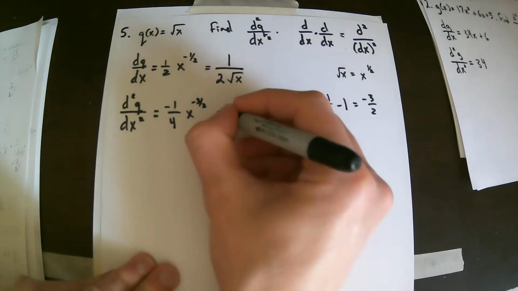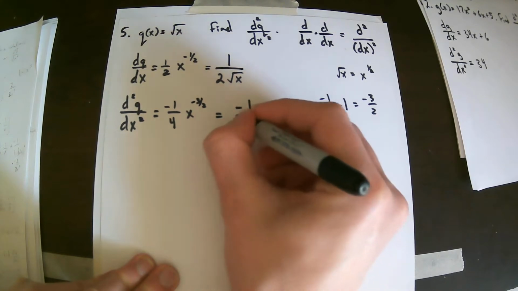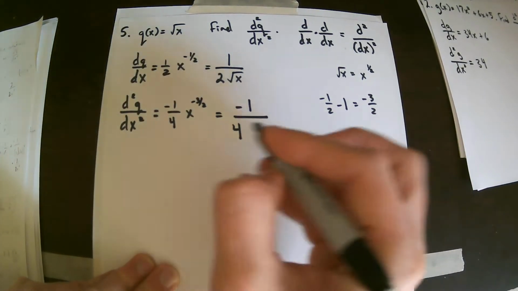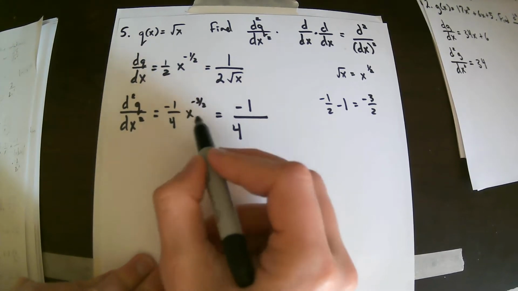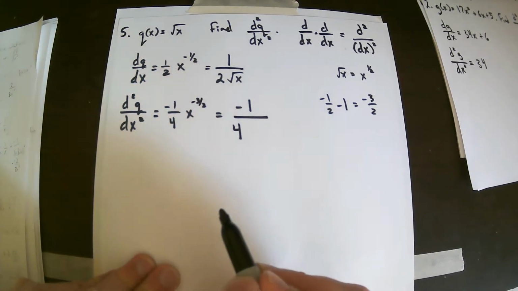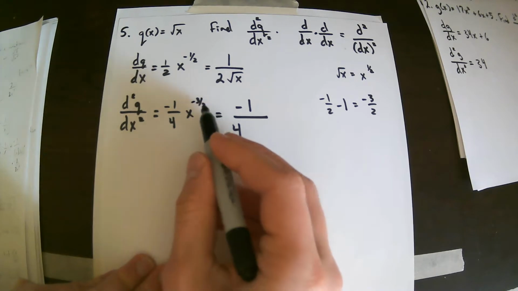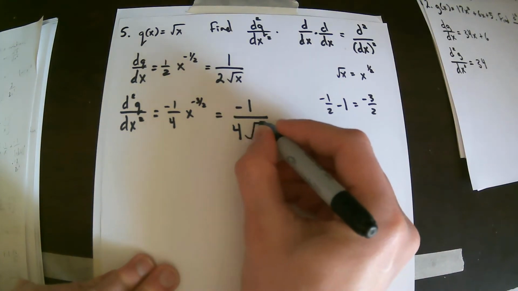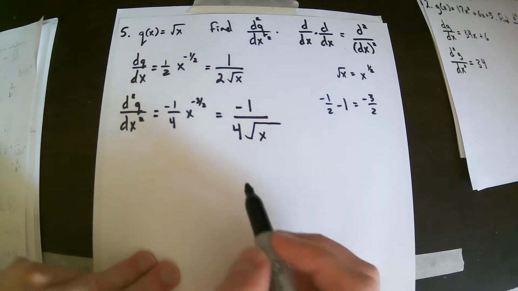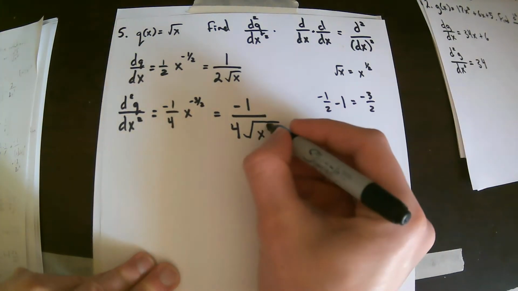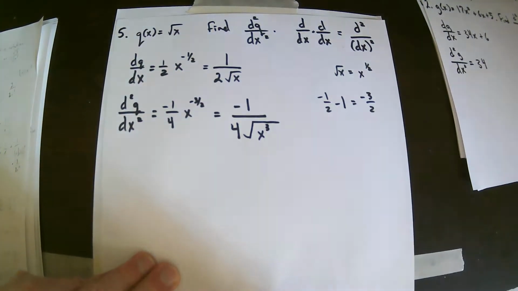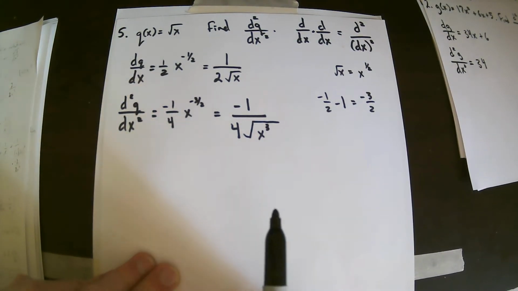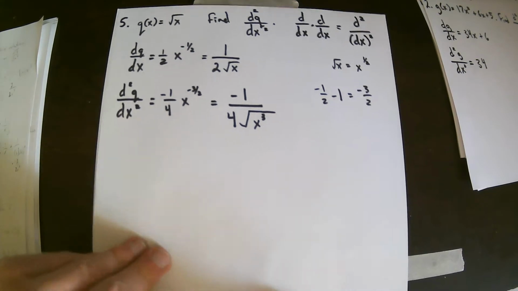There we go. And then cleaning this up, I'm going to have a negative 1 on the top and a 4 in the bottom. That's the negative 1/4. And then this is a square root because of that 2 there. The denominator should be the index of the radical, so it is still a square root. But it's not just square root of x anymore, it's square root of x cubed. And why is it in the denominator? Well, because the exponent is negative.